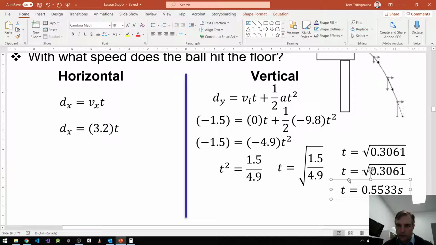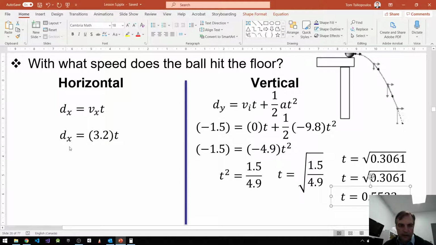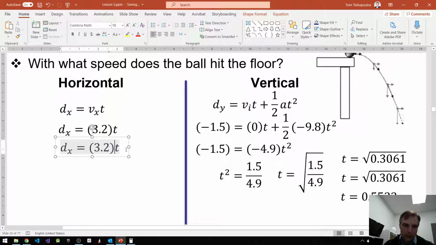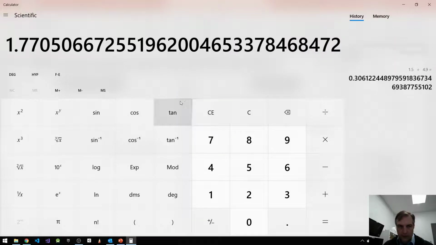Now that we know this, we can find the total range by taking this same time value and multiplying it by 3.2, which is the initial velocity that the ball rolled off the table with. We can plug that value in. So delta x, the change in x, is equal to 3.2 times 0.5533 seconds. Multiplying, you can see that it is equal to 1.7705.